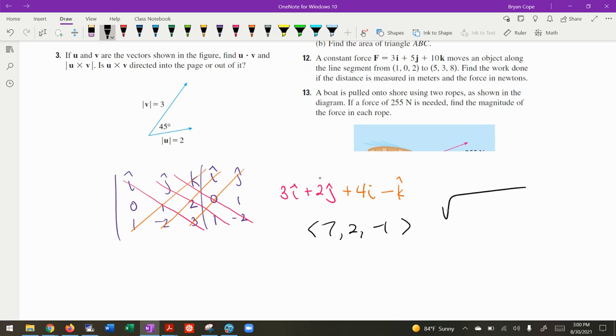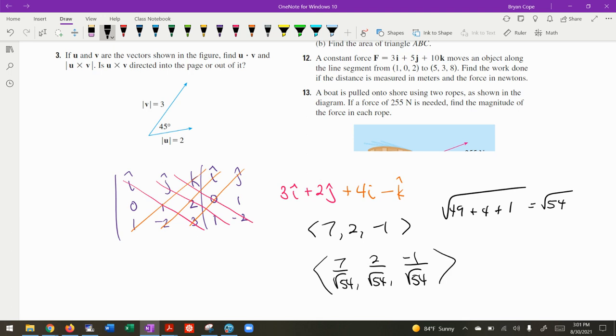Okay, let's do it. Square root of 49 plus 4 plus 1, which is root 54. Is that simplifiable? Who cares? Okay, so what do we do with that magnitude? You would do 1 over root 54. Good job. So we're going to take 7 over root 54, 2 over root 54, and -1 over root 54.